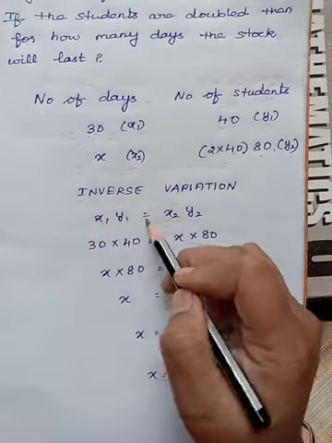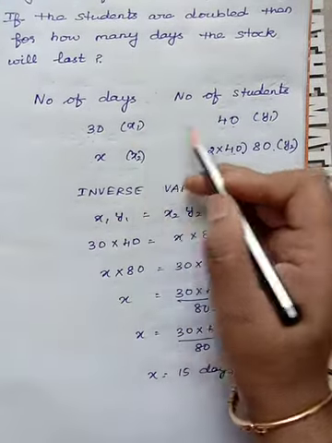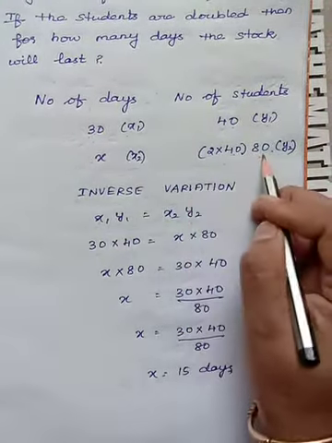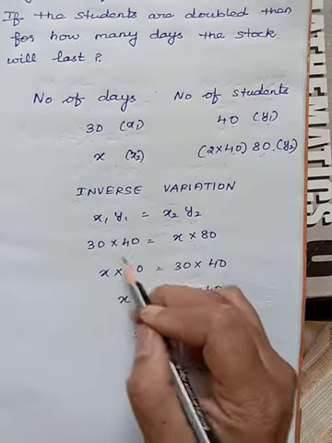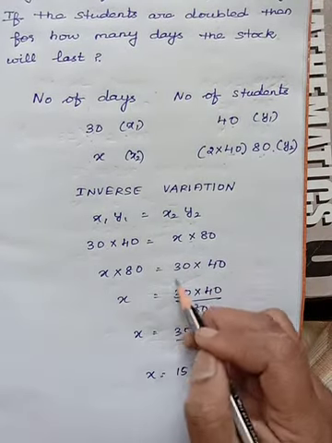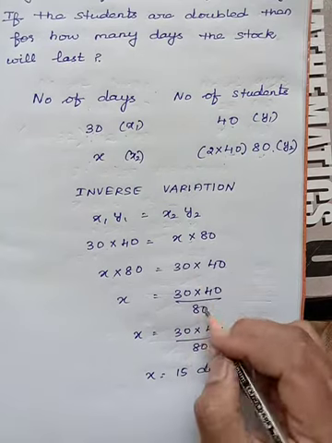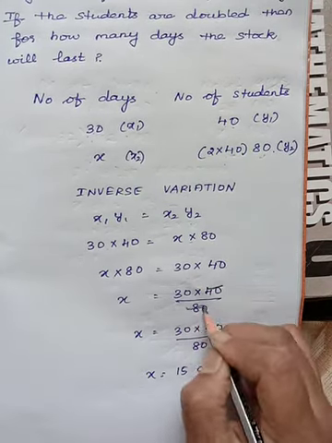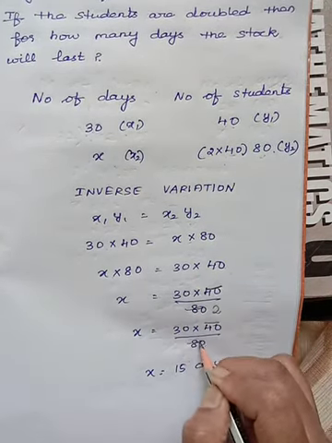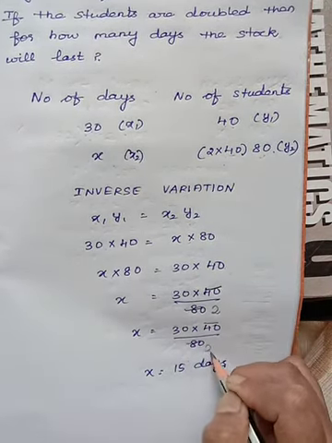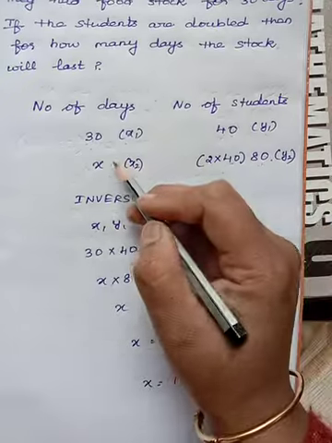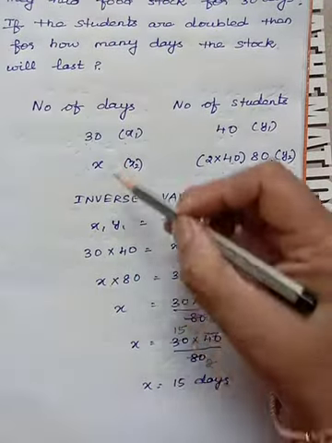So x1 into y1 equals x2 into y2. 30 into 40 equals x into 80. X into 80 equals 30 into 40. X equals 30 into 40 divided by 80. 40 divides 80 two times. 2 divides 30, 15 times. So 15 days. 80 students will finish the food stock in 15 days itself.